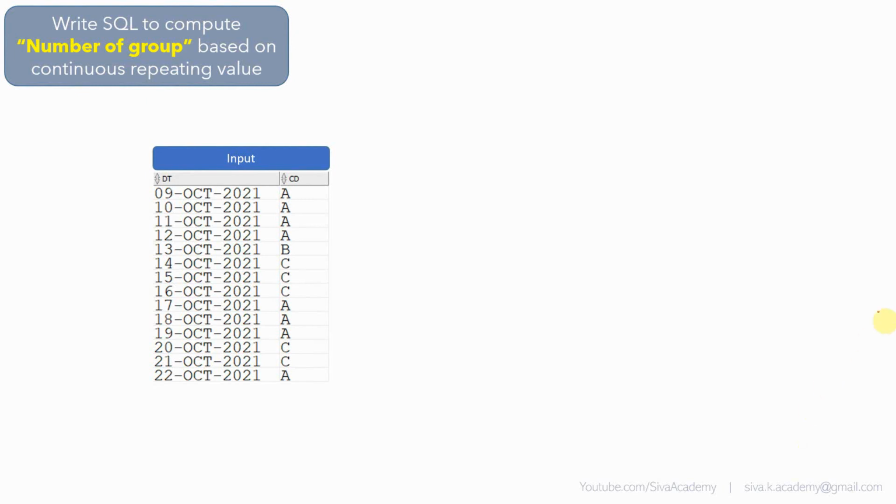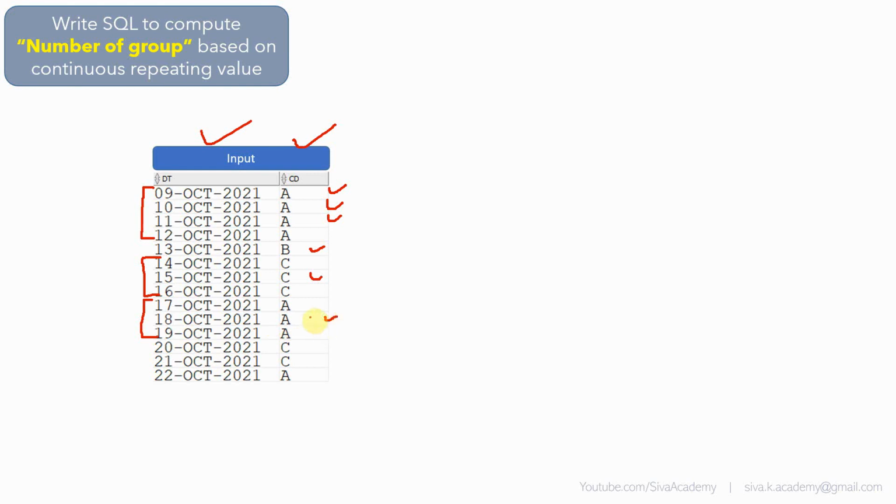So basically we have a table which contains two columns. One is a date column, which is a primary key column, and there is a code for each date. Given this table, the expectation is we need to find the number of continuous groups of values. Let me explain that. For example, in this case, from 9 till 12, the code is A. For 13, the code is B. From 14 to 16, the code is C. And again, 17 to 19, the code is A.